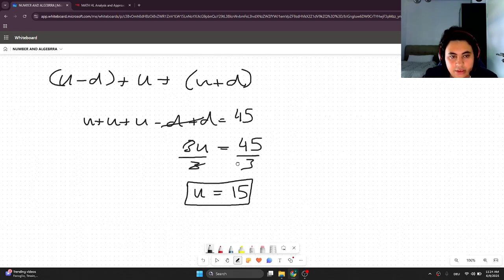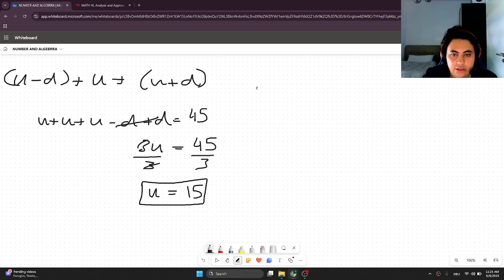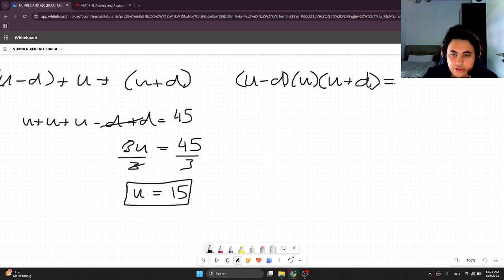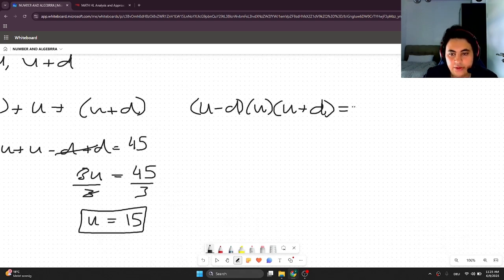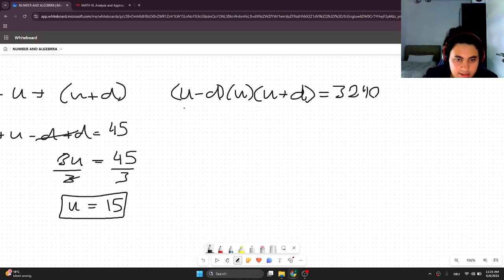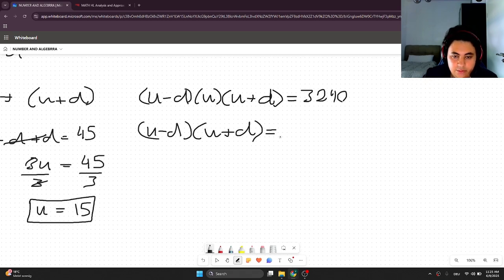Cool. So we're going to use the second equation now. So you have u minus d multiplied by u plus d, and this should give us 3,240. Cool. So let's start multiplying. Let's do these two terms first. So u minus d multiplied by u plus d. What is this going to equal to?